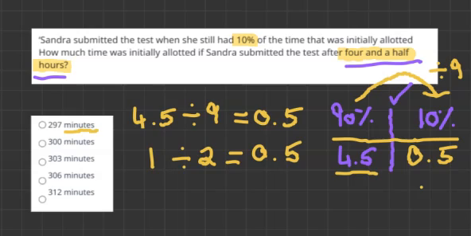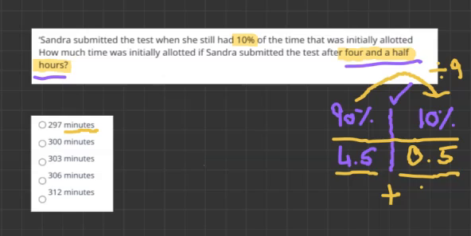So we now need to take our two answers of 4.5 and 0.5, add them together, and convert it to minutes. So let's make some room over here. And now we're going to add them together. 4.5 plus 0.5 will simply equal 5, which is in hours. So we're going to multiply it by 60 to get to minutes.